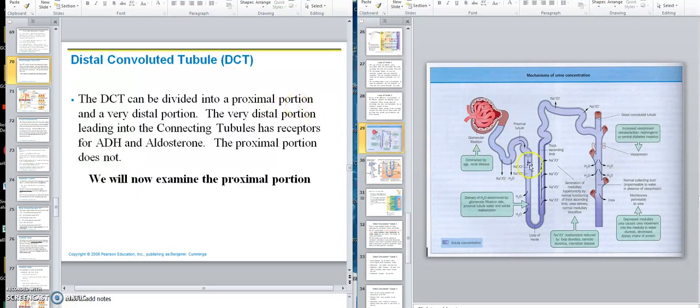proximal portion, which is the portion closest to the loop of Henle, and a very distal portion. The very distal portion leads into the connecting tubules. Connecting tubules are actually what connect to the collecting duct. These tubules have receptors for ADH and aldosterone. Okay, we will examine the proximal portion.